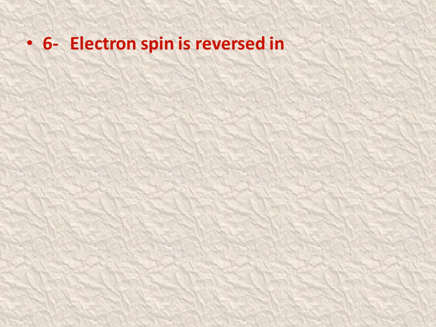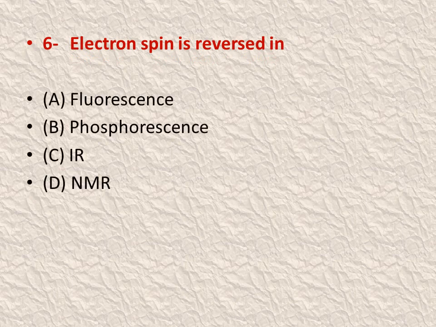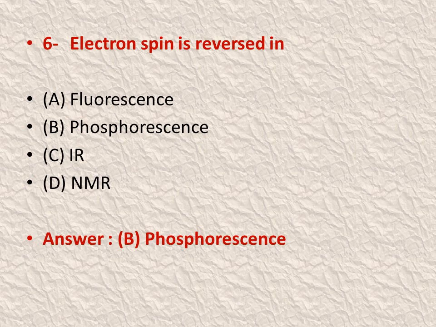Then question number 6. Electron spin is reversed in, let's see the options. A is in fluorescence phenomena, B is in phosphorescence phenomena, C is in IR spectroscopy, while D is in NMR spectroscopy. So let's see what is the right option. The right answer is option B, that is phosphorescence. During this phenomenon, electron spin is reversed.